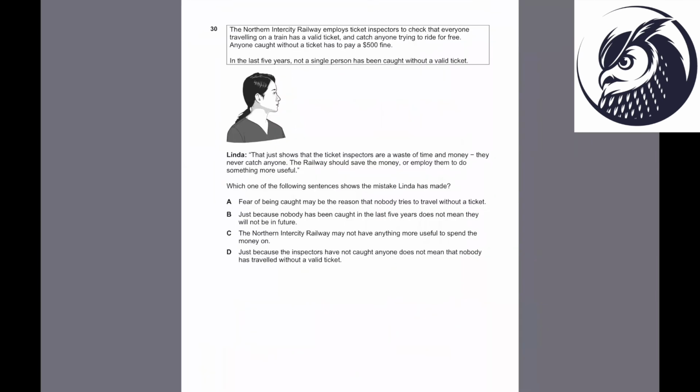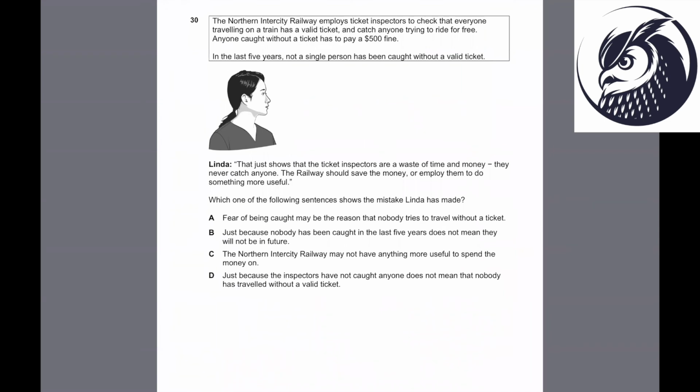Let's now move on to question 30. So question 30 is, again, one of those identifying assumptions. We have to identify the assumption that Ms. Linda has made. So let's read through the question. It says the Northern Intercity Railway employs inspectors to check that everyone traveling on a train has a valid ticket and catch anyone trying to ride for free. Anyone caught without a ticket has to pay a $500 fine. In the last 5 years, not a single person has been caught without a valid ticket.